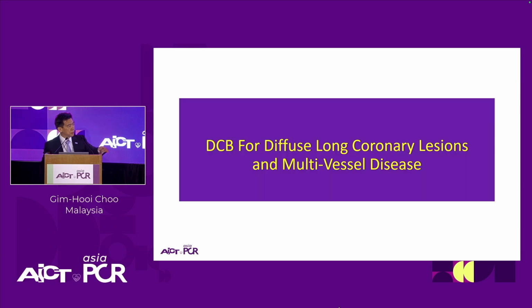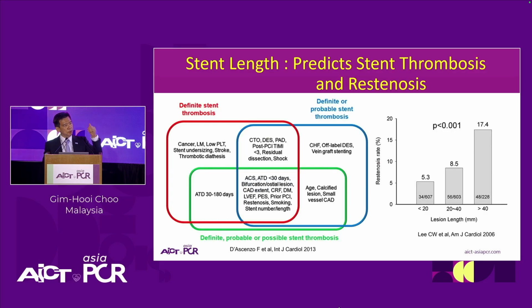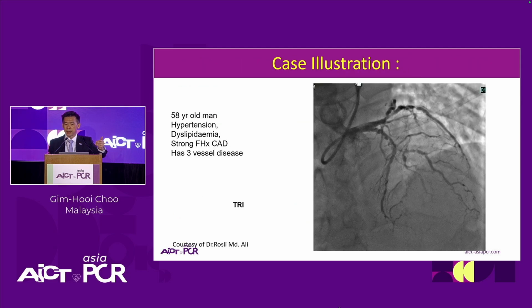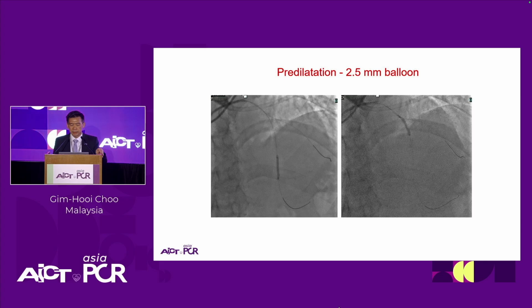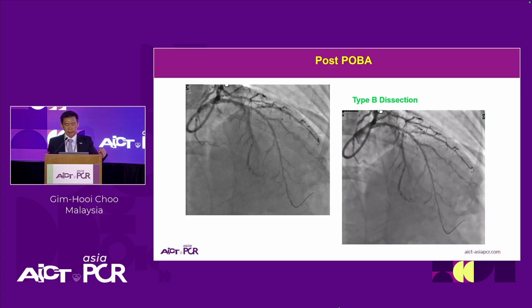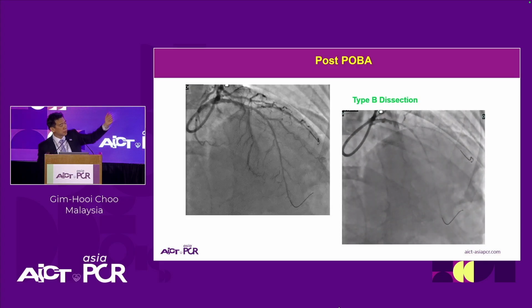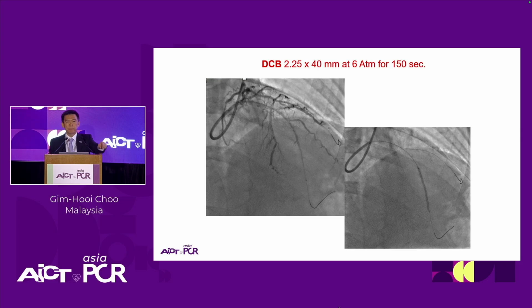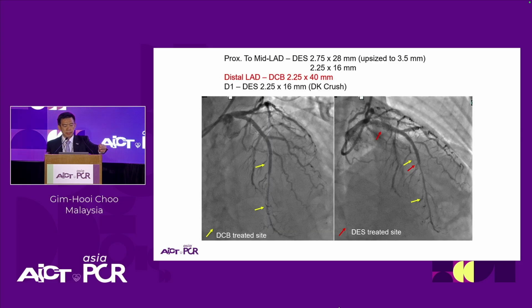Diffuse long coronary disease or multivessel disease is probably one of the main applications of DCB today, a blended or hybrid approach. Because the more stent you put in, the longer the stents you put in, the more risk of thrombosis and restenosis. Case in point, a patient with long diffuse disease in the LAD, prepared with balloon, and post-balloon preparation, there's some dissection, but there's good flow, DCB application to the mid to distal LAD, and stent in the proximal to mid LAD, a sort of hybrid or blended approach.